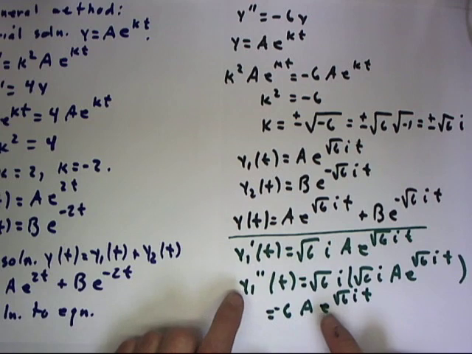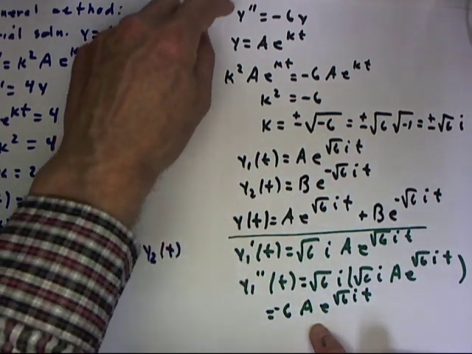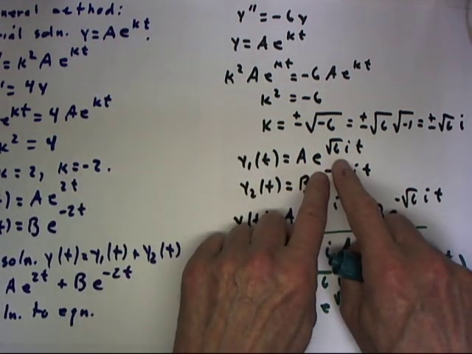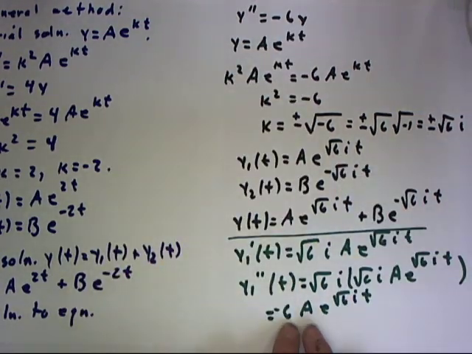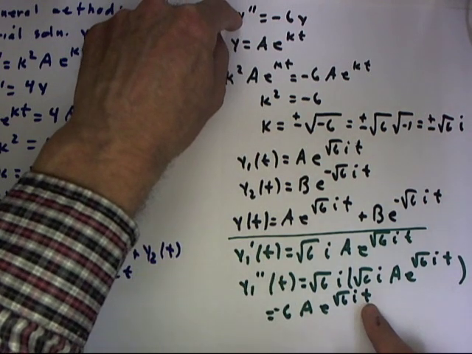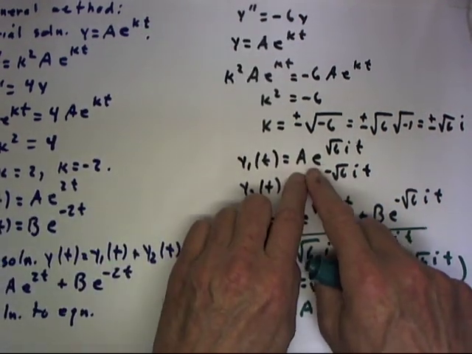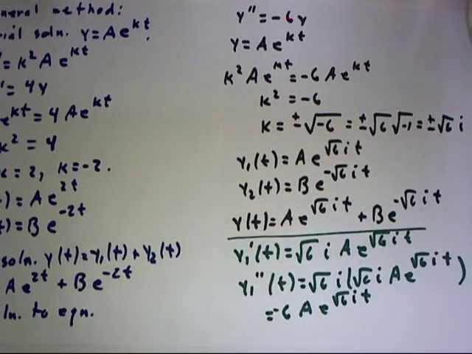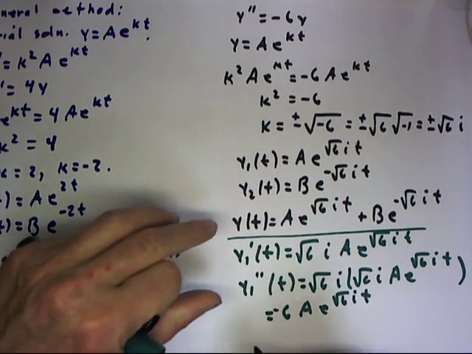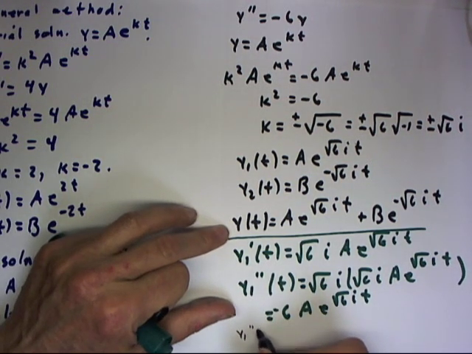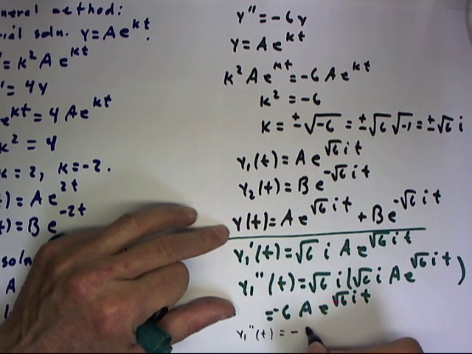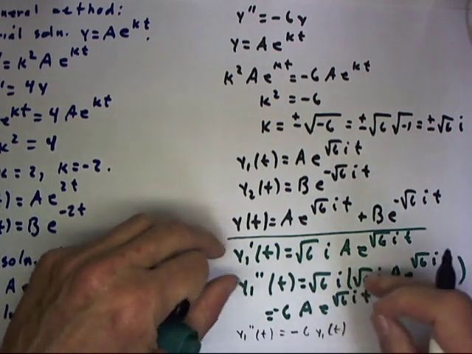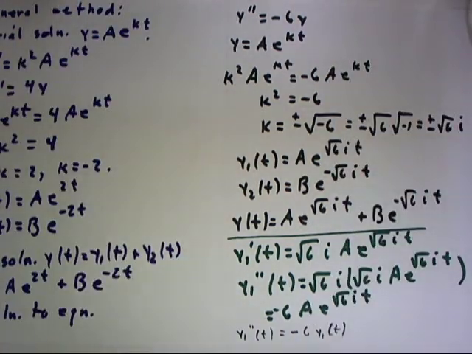Substituting this for y double prime and this for y clearly gives us negative 6a e to the square root of 6it on the left hand side, and negative 6 times a e to the square root of 6it on the right hand side. So we verify that y1 double prime of t equals negative 6 y1 of t, and that y1 is a solution to this equation.